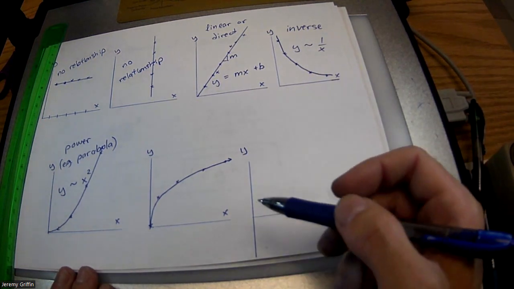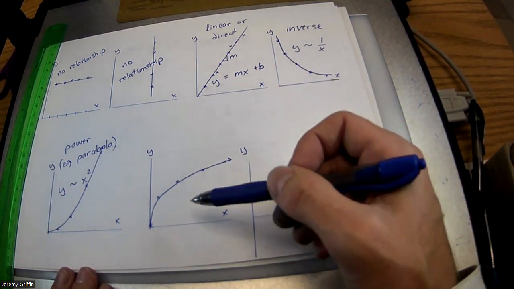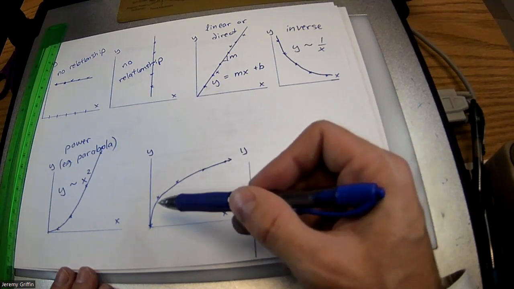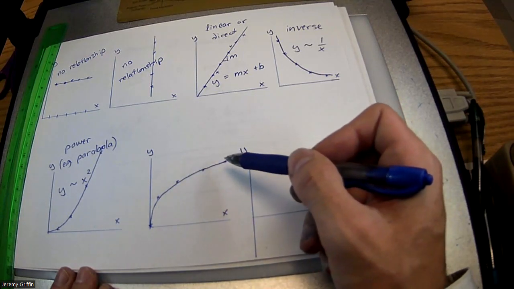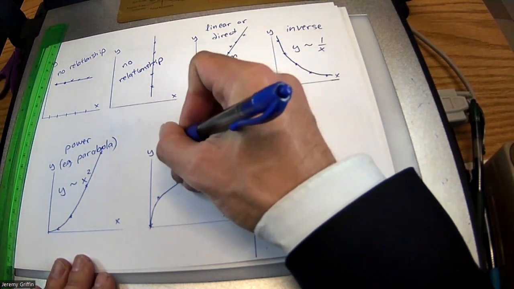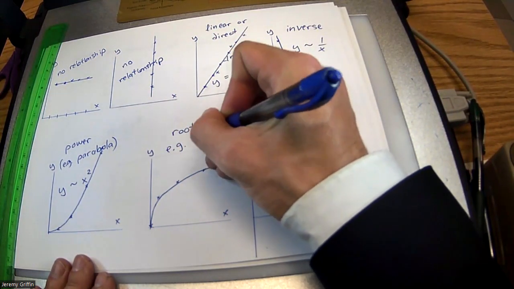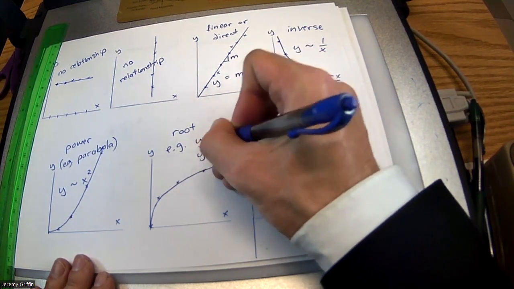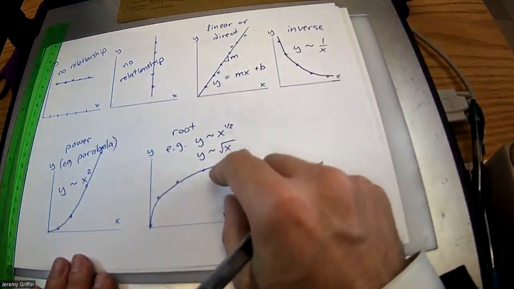I guess limit relationship. That'd be... Do you guys know what a square root looks like? That could be a square root, right? So this I'll call root. For example, y is proportional to x to the 1/2 power, or y is proportional to the square root of x.